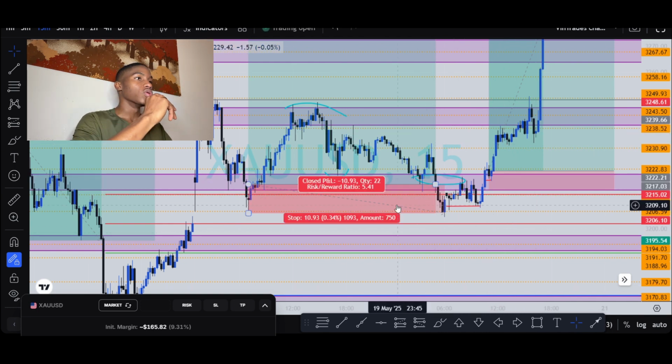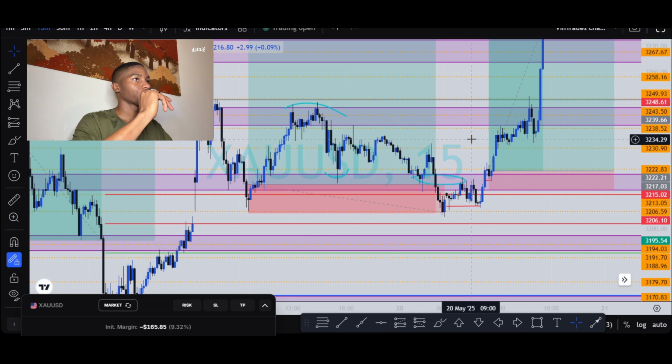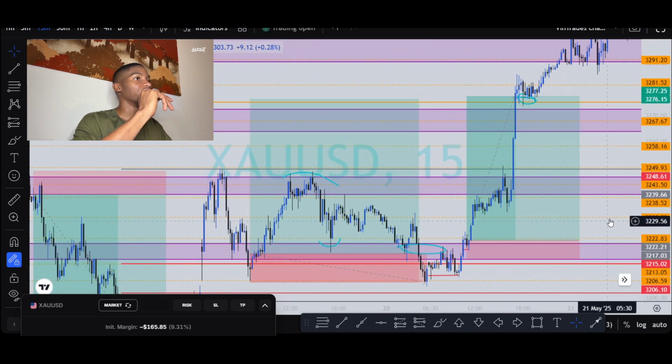Yeah, the trade didn't go as planned. Of course, like I said, if I hit a stop loss, I'm still going to take the trade because I know that this is an uptrend. So guys, that's what I did right there, as you guys can see.